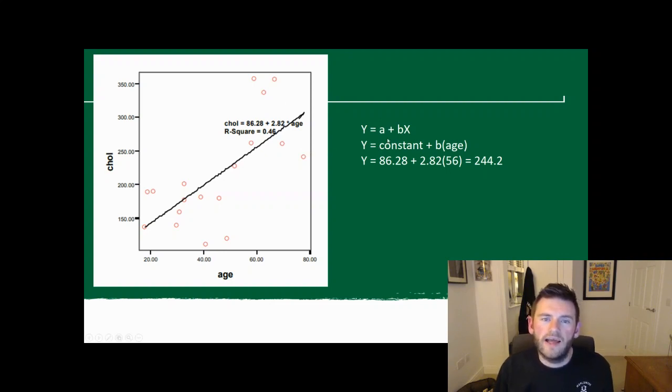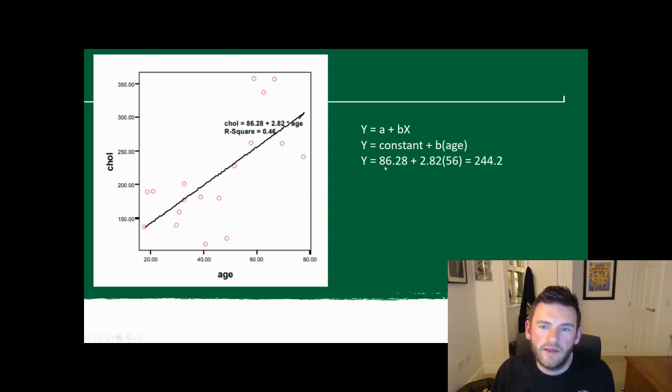Now, let's look at this equation in a bit more detail. So y is, and we mentioned this before, the constant plus b brackets x. So cholesterol equals the constant plus b brackets age. Now, if we look at our graph, this tells us that, and these are the numbers that have been created through a regression model, cholesterol equals 86.28, which is our constant, plus 2.82 brackets, in this case, 56. And this gives us an answer of 244.2. So how the hell did we get to this point?